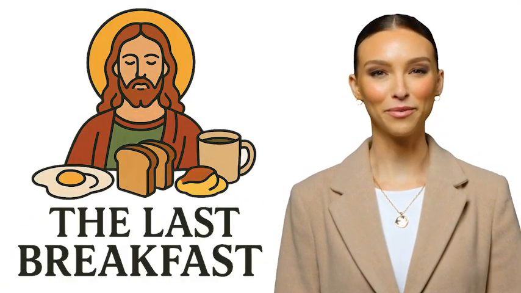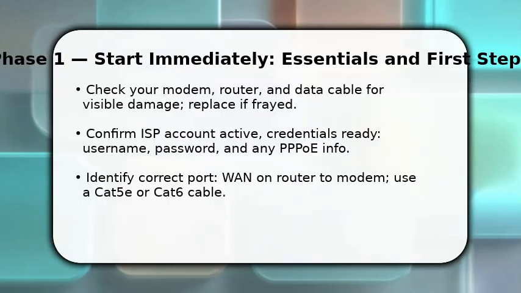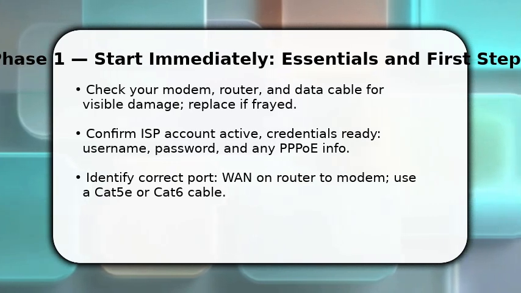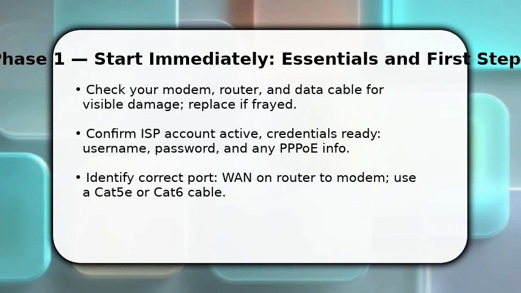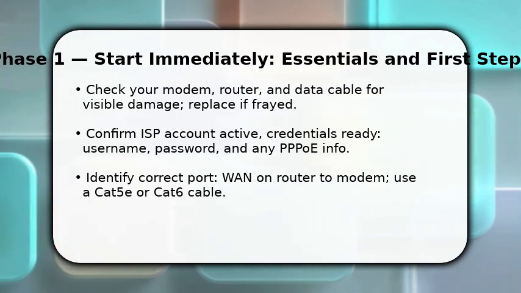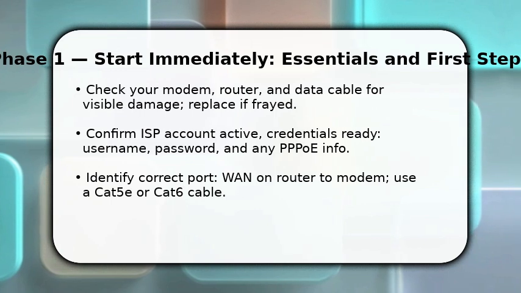Please enjoy the video. You start by confirming prerequisites and taking the first actionable steps. Plug the data cable into the modem's Ethernet port, then into the router's WAN port. This creates the physical path for packets.